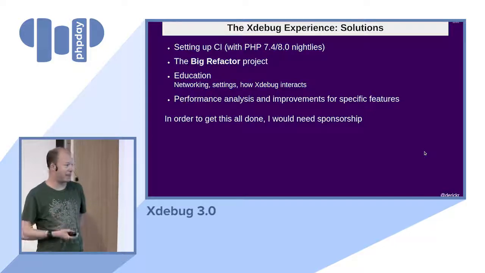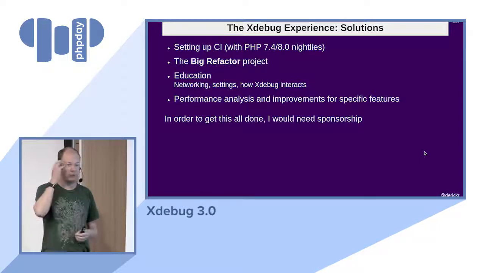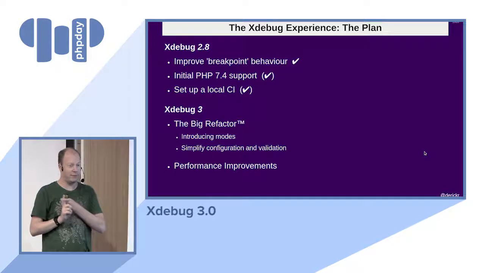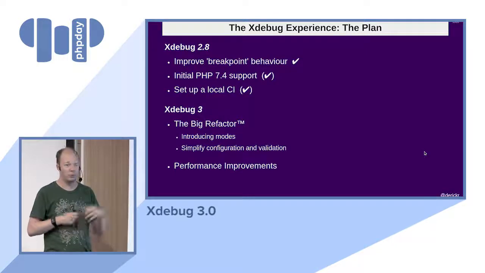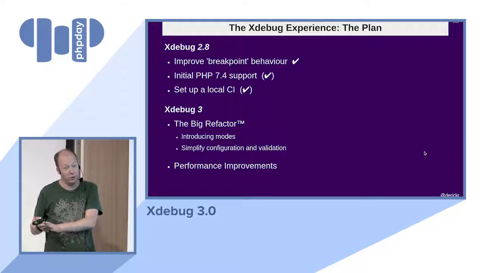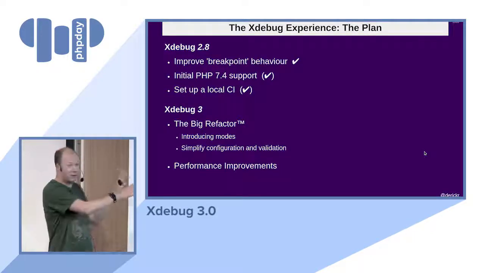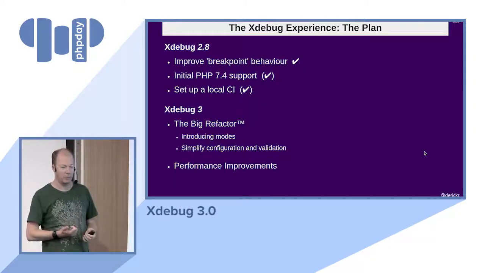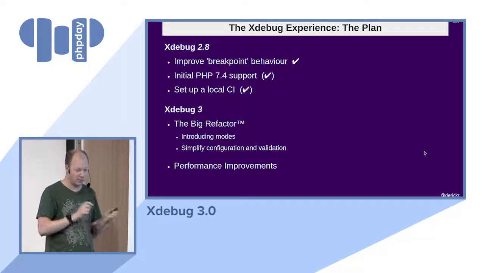All right, so what's the plan? Xdebug 2.8 is going to be the next release that's coming out. And I only want to focus on a few small things, which is PHP 7.4 support, which is sort of halfway done, up to the point where, if things change in PHP 7.4, then I'll of course have to make more changes. The local CI is done, but I haven't done the nightlies yet. And I want to improve the breakpoint behavior, which I have done. So I'll focus on that in a moment.